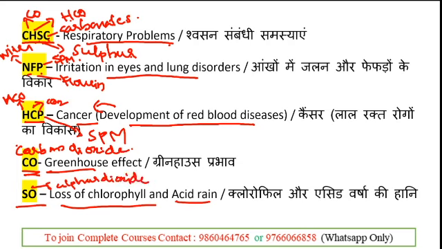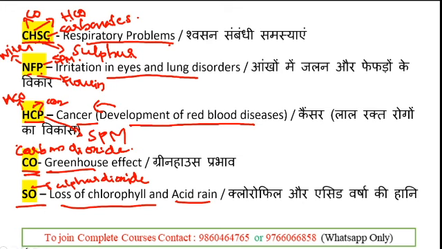Clear, students? So CHCSC cause respiratory problems, NFP cause irritation in eyes and lung disorders, and HCP cause cancer and development of red blood diseases, CO2 for greenhouse effect, SO2 for loss of chlorophyll and acid rain.